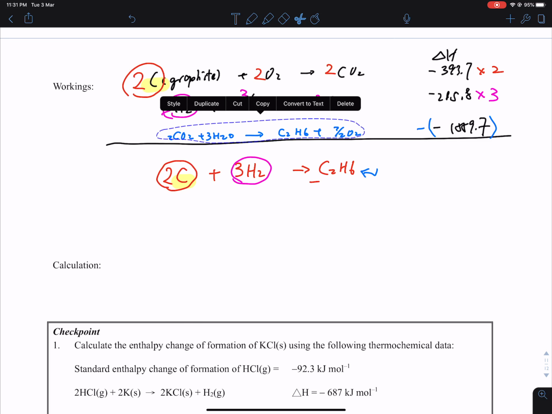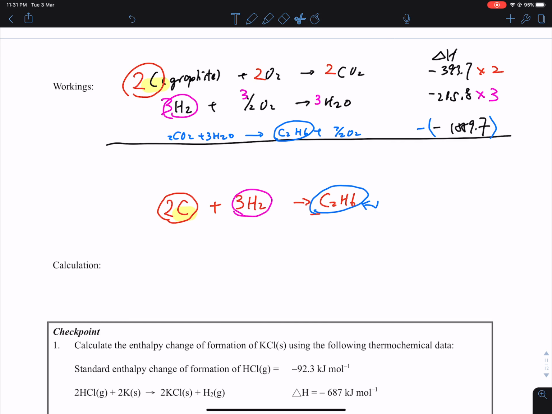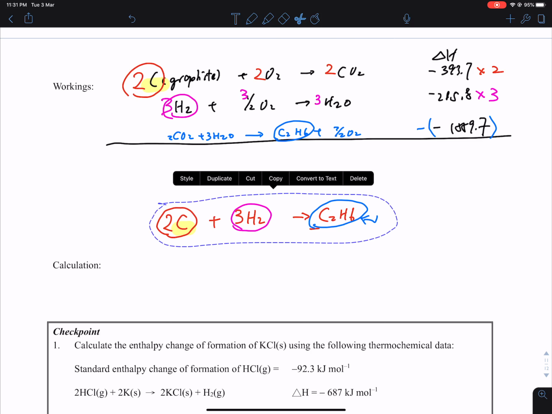Okay, done. Okay, now what's next? So you can see right now it is on the product side already. So it fits the product side. Okay, so the last step would be checking, to check if we get all the steps correct. Okay, well, how do we check it?